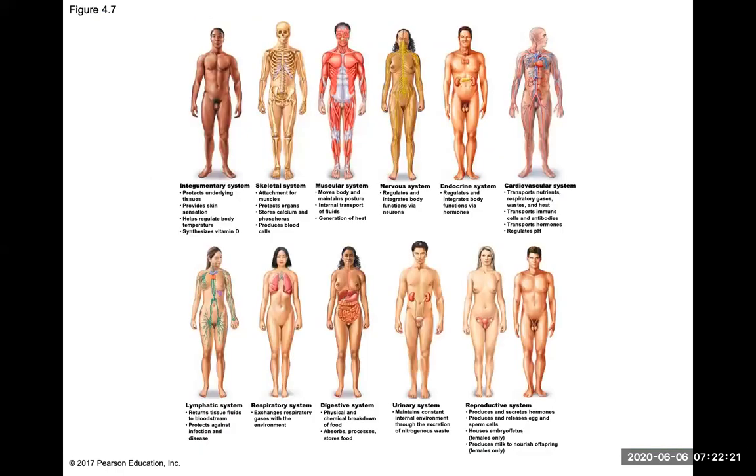So these are the 11 major organ systems. Integumentary system is skin, skeletal system, muscular system, nervous system. Endocrine system are all of your hormones and glands. Cardiovascular system is your heart, your blood vessels. The lymphatic system protects against infection and returns tissues and fluids to the bloodstream. Respiratory system are your lungs and the exchange of gases. Digestive system, urinary system, creates urine and filters blood, and the reproductive system.